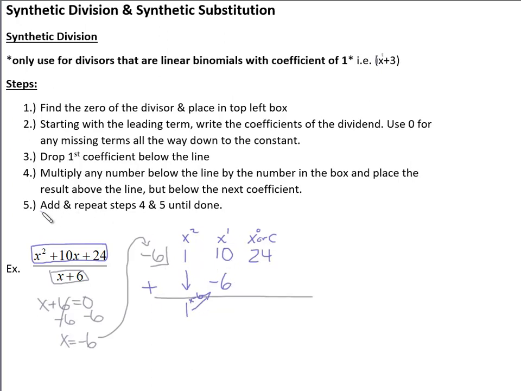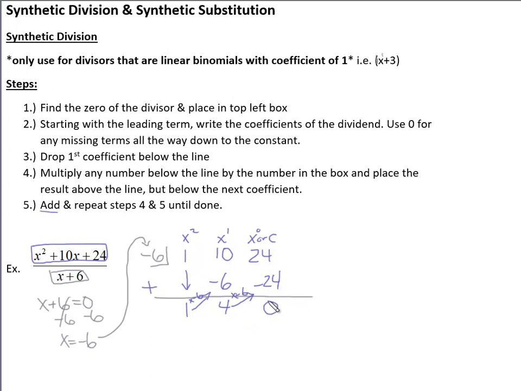And then it's asking us to add. So that's what our addition sign was here for. We're going to add these two together, which gives us positive 4. And repeat steps 4 and 5 until we're done. Okay, so any number that comes below the line, we multiply by the number in the box. So 4 times -6 gives me -24. And when we add the two numbers above the line, we end up getting 0.